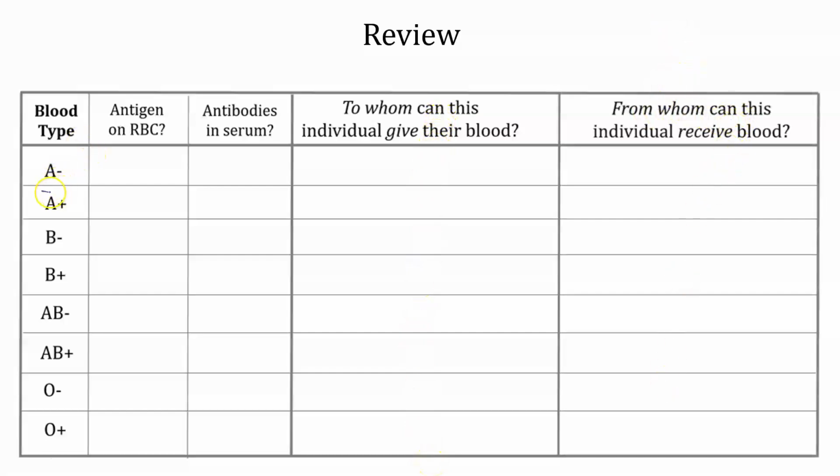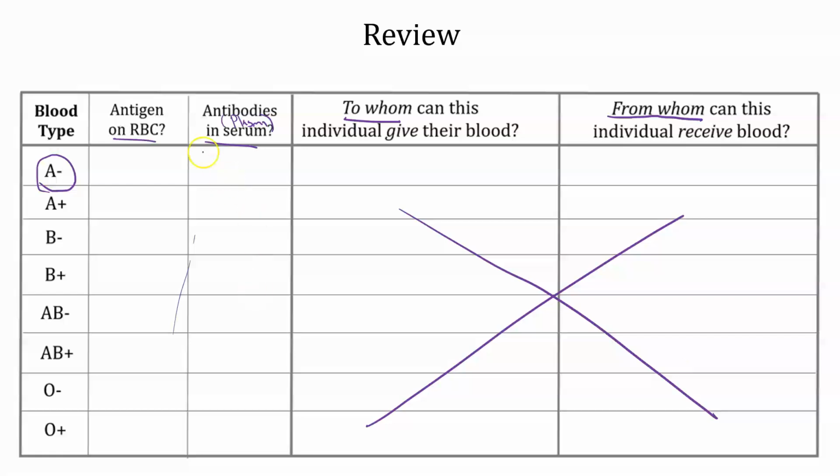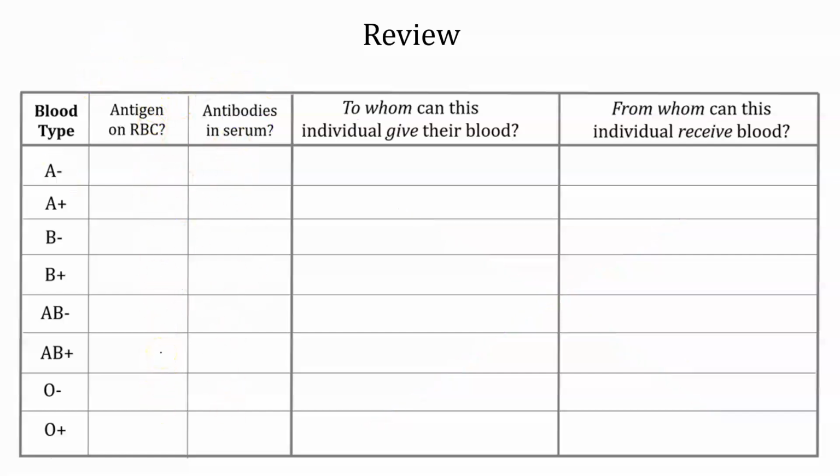So somebody, for example, that has type A minus, to whom could they give their blood, and from whom could they receive blood? Two different questions, and to answer them you have to think about what the antigens on the red blood cells are and the antibodies in the plasma or the serum. Go ahead and work through that and see how you do. Once you have this whole table filled out, I would strongly encourage you not to just try to memorize the entire table. Just learn how to figure out these questions based upon your knowledge and using these two columns here. I wish you the best of luck.